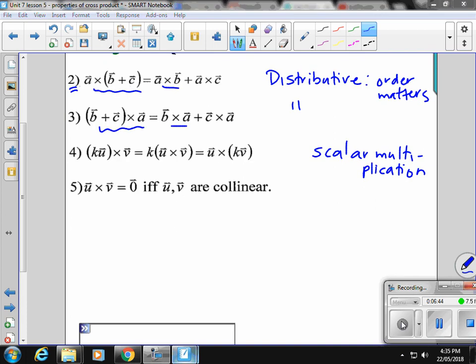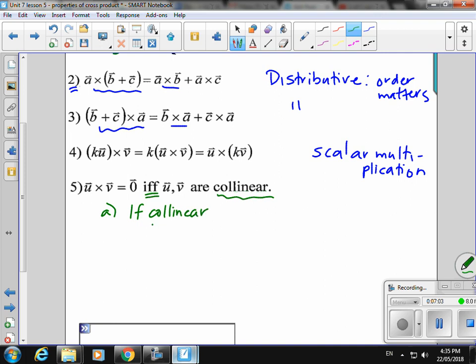Our last property of cross product is U cross V is 0 if and only if U and V are collinear. So part A, let's see if it goes in one direction. So if we know they're collinear, then the magnitude of U cross V would be magnitude of U, magnitude of V, sine 0 degrees between them, and that will give us 0.